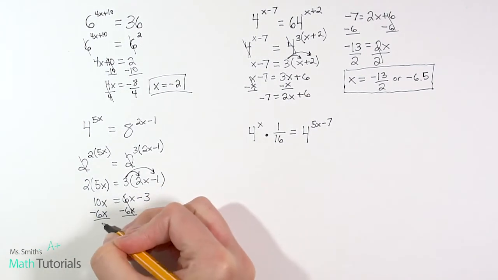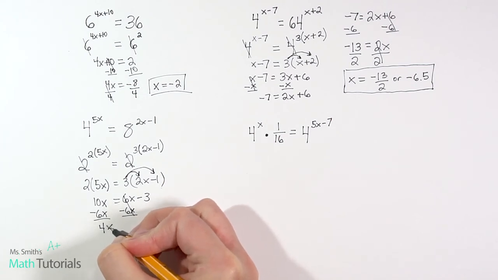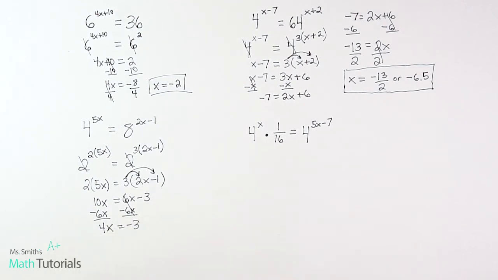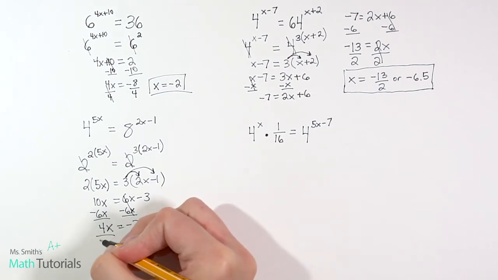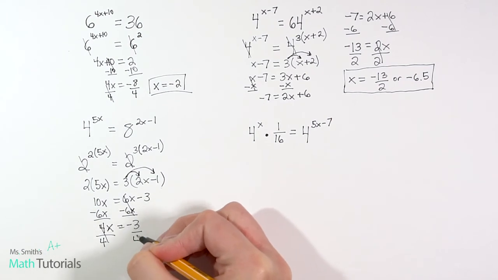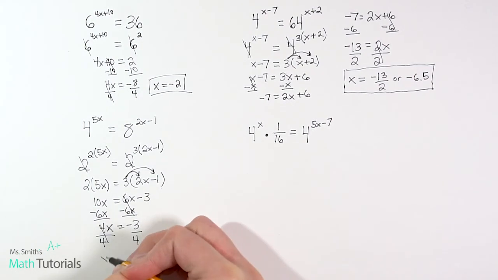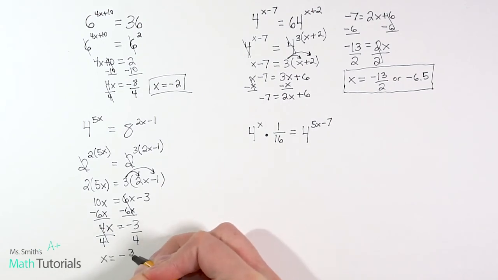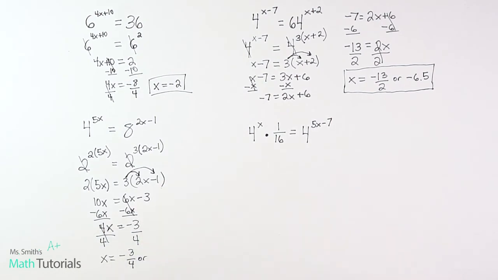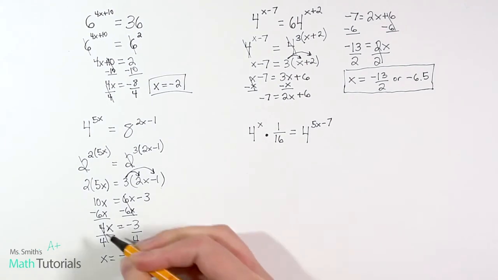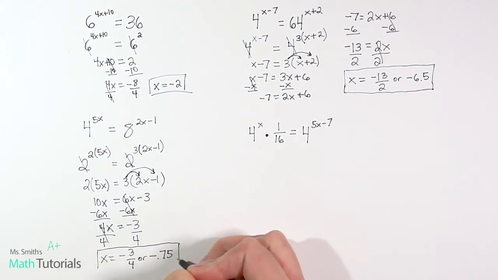10x minus 6x, that's going to give me 4x equals negative 3. Final step is divide by 4. And I have x equals negative 3/4. Or if you like decimals, that would be a negative 0.75. Either way, as our final answer.